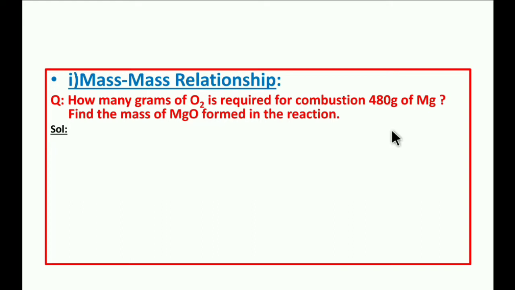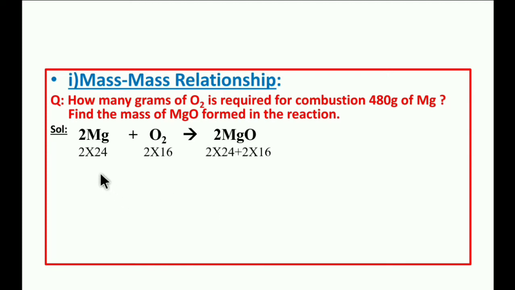Okay, let us go through the solution. First we have to write the skeletal equation, if it is possible. That is magnesium reacting with oxygen, and it gives magnesium oxide. We have to write the balanced chemical equation to solve the problems. So how many magnesium atoms are there? 2 magnesium atoms, 2 oxygen atoms, and 2 magnesium oxide molecules are present in this.